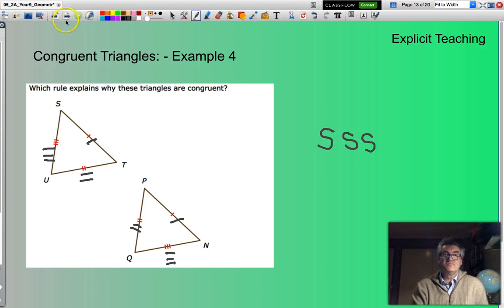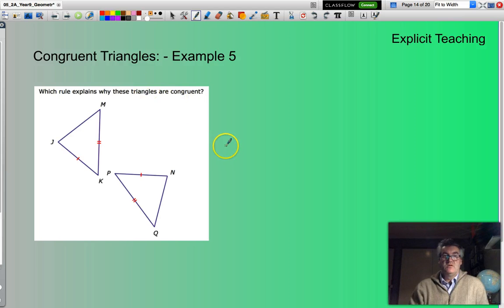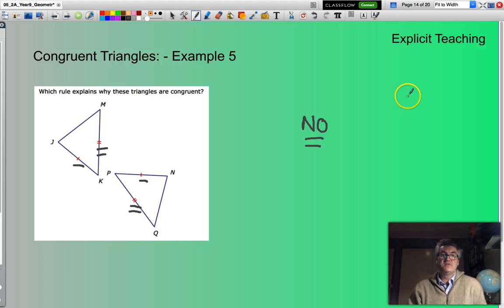Next example. This time I'm given one side and another side here. They're the same, but that's where it stops. No more extra angles, no more extra sides. So are these congruent? I do not have enough information. So at this stage, I will be putting a no, not enough information. They may be, they may not be. But at this stage, I do not have enough information to determine that.